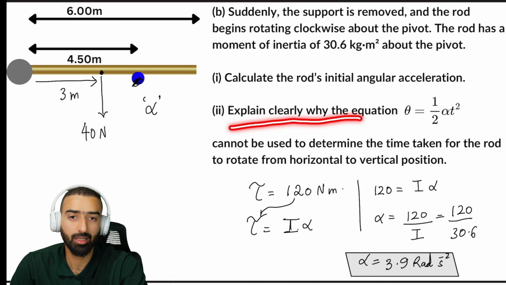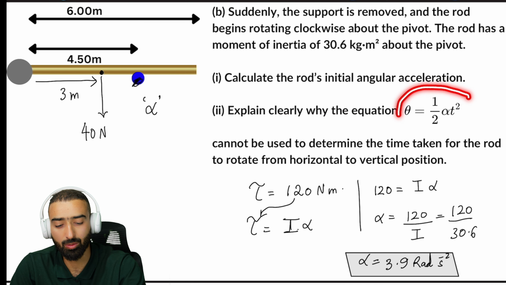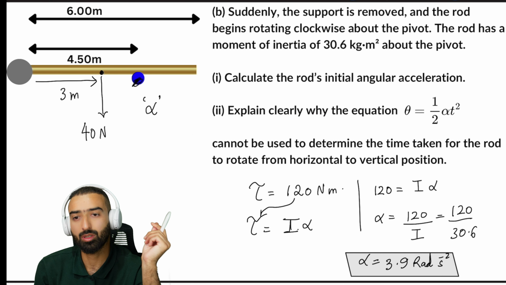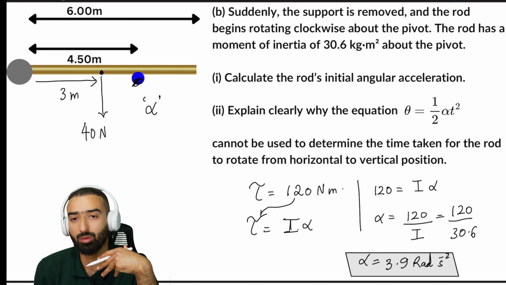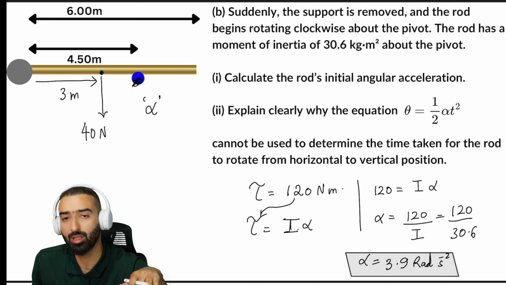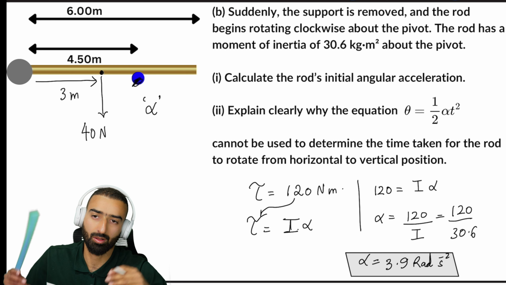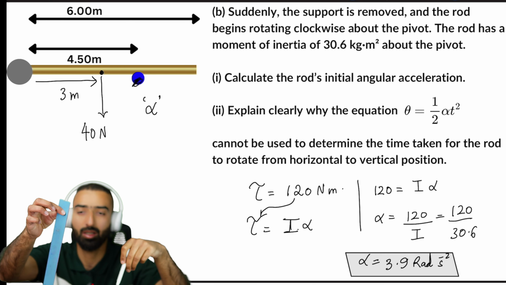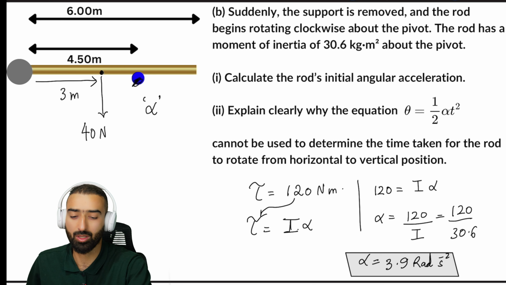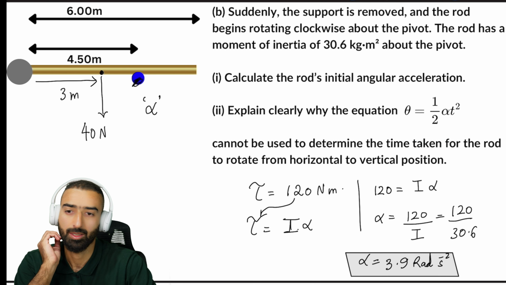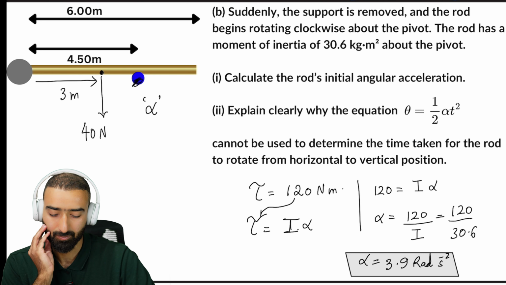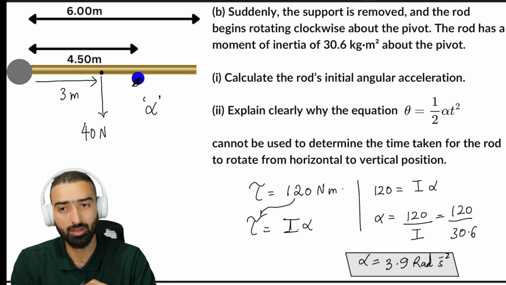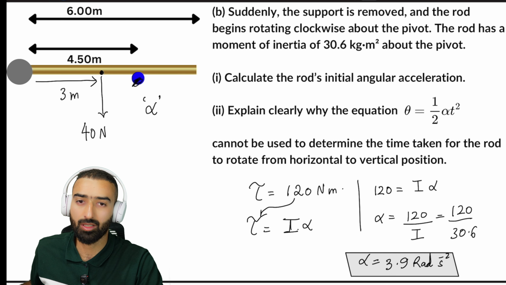Explain clearly why the equation theta equals half alpha t squared cannot be used to determine the time taken for the rod to rotate from horizontal to vertical position. So the rod, when the support is removed, is going to fall. The question is, why can't we use this equation? All right. The answer to that problem is that the torque is not constant. The torque due to gravity is not constant.